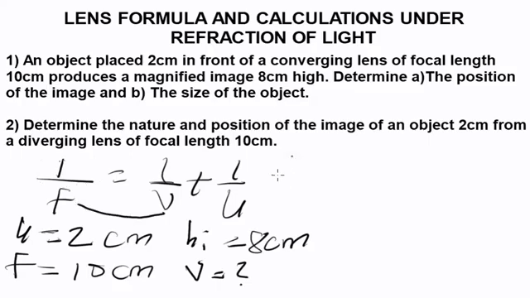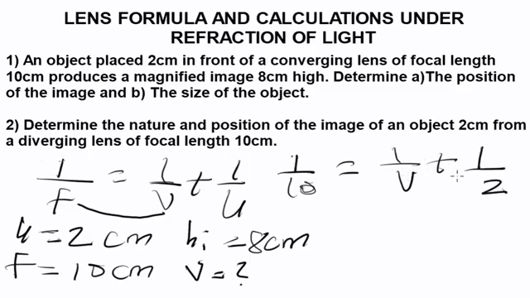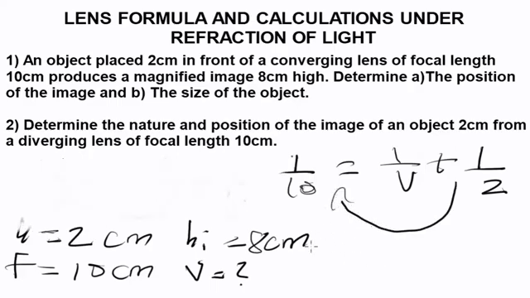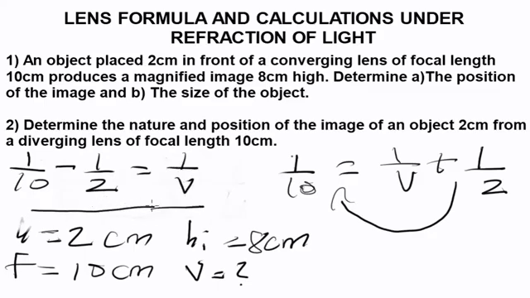So we have 1 over f, which is 10, equals 1 over v plus 1 over u, which is 2. We want to make v the subject of the formula, so this 1 over 2 will cross over the equality side and change its sign. So it's going to be 1 over 10 minus 1 over 2 equals 1 over v. So you find their LCM, which will be 10v. 10 into 10v gives us v, minus 2 into 10v gives us 5v, equals, v into 10v gives us 10.